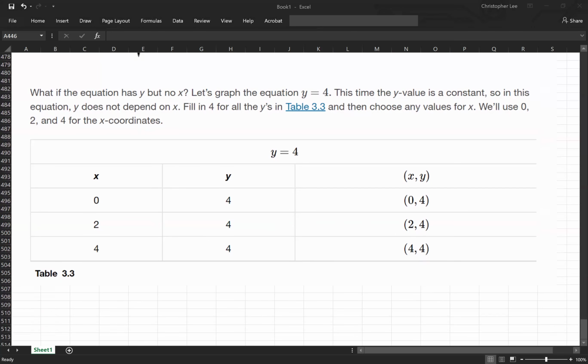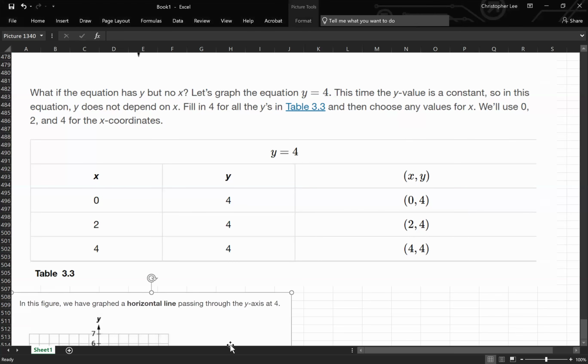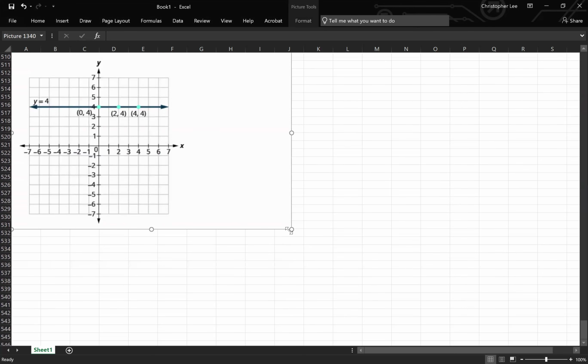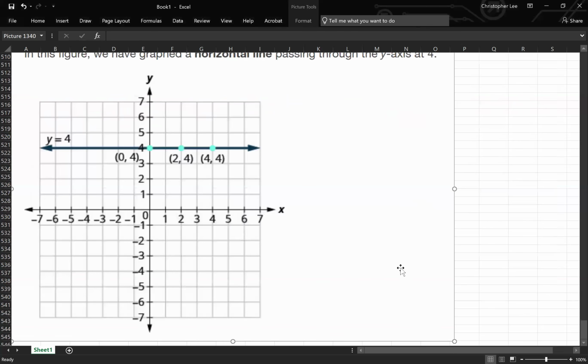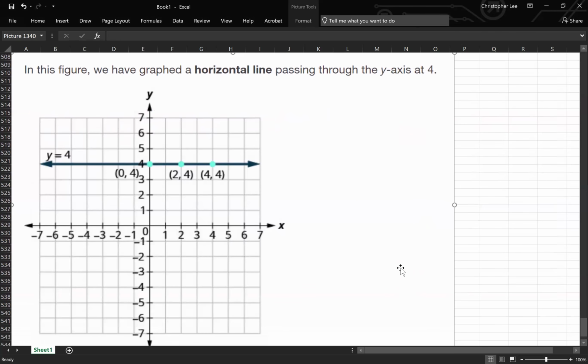This is going to be what's called a horizontal line, because as you see, the x values are changing, but every y value is 4, so it's horizontal. So in this figure, we have graphed the horizontal line passing through the y-axis at y equals 4. So this is the graph of y equals 4. Makes sense? So anytime your equation is y equals something, that's a horizontal line.